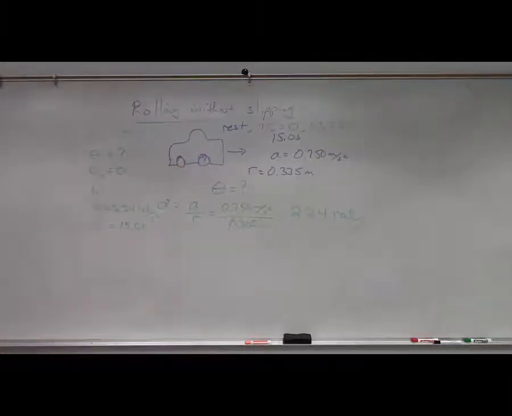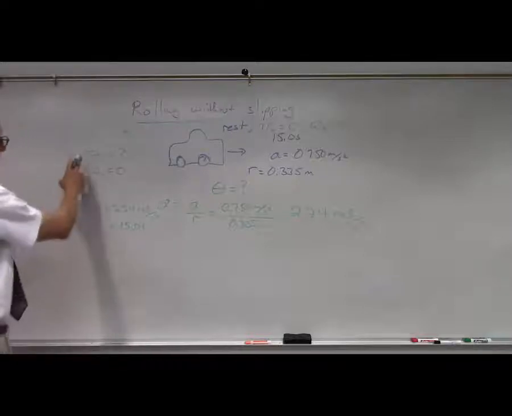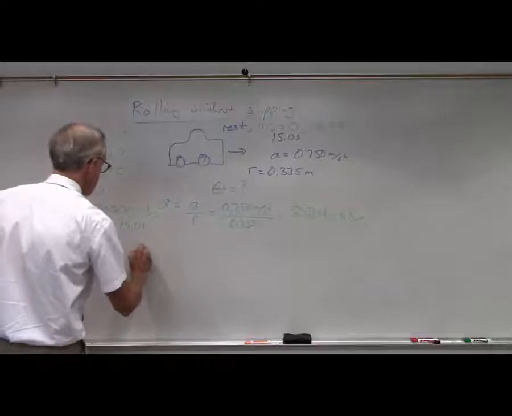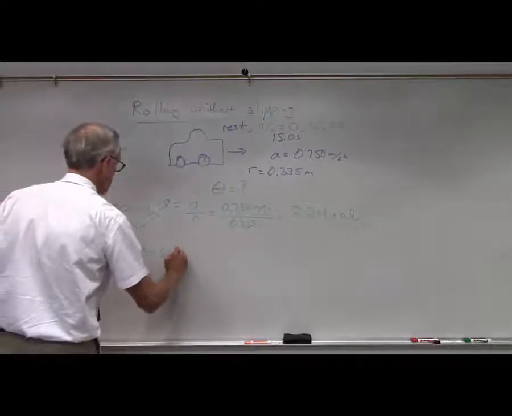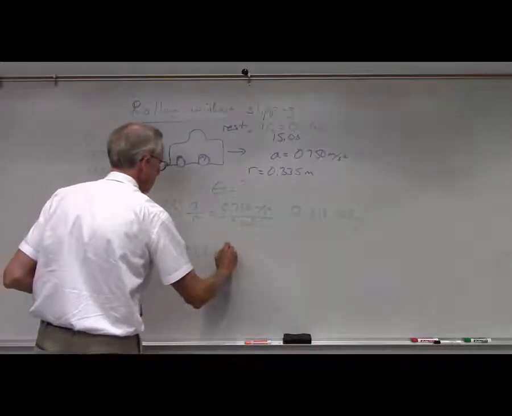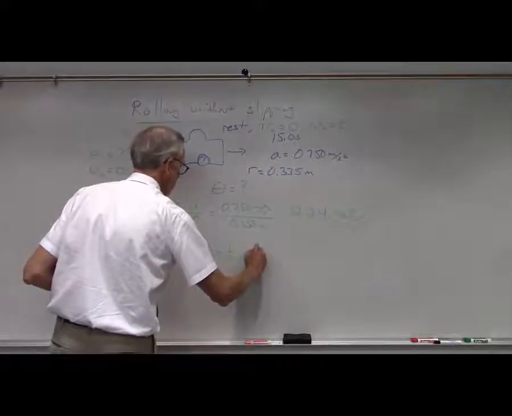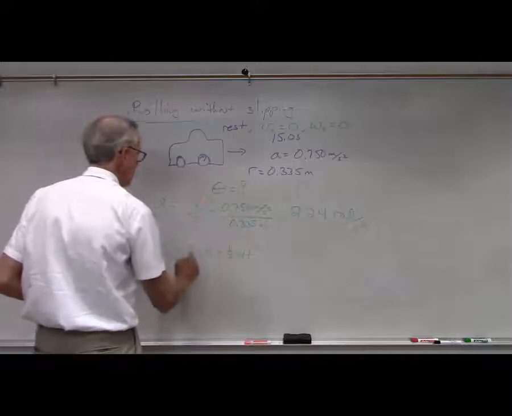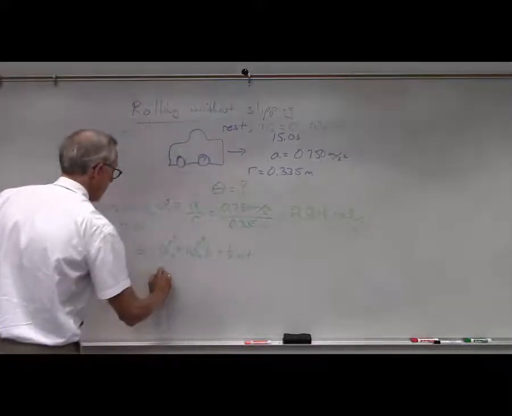So, is there an equation that we can use to figure out theta? Well, yeah, actually, it's the third one. So we've got theta is equal to theta naught plus omega naught t plus 1/2 alpha t squared. Theta naught we know is 0. Omega naught we know is 0. So what do we have?